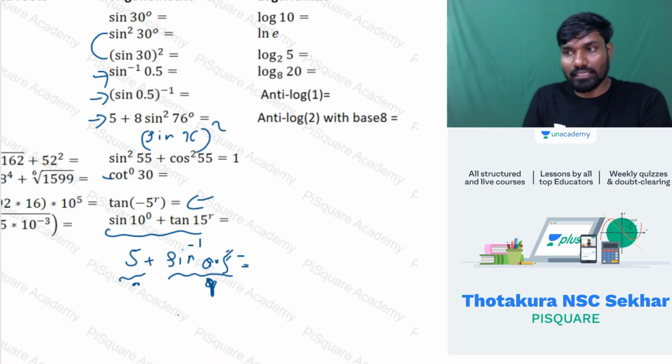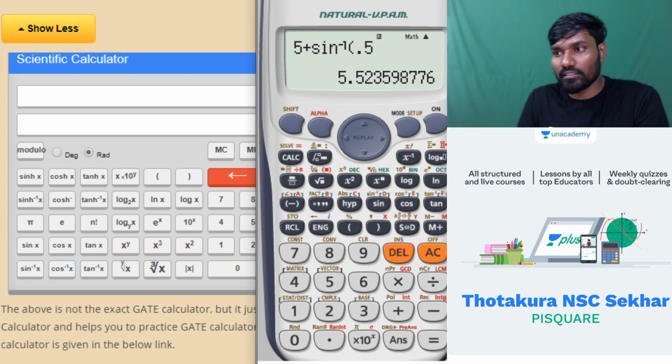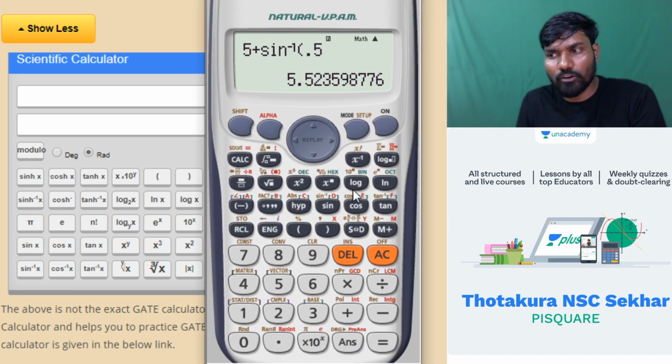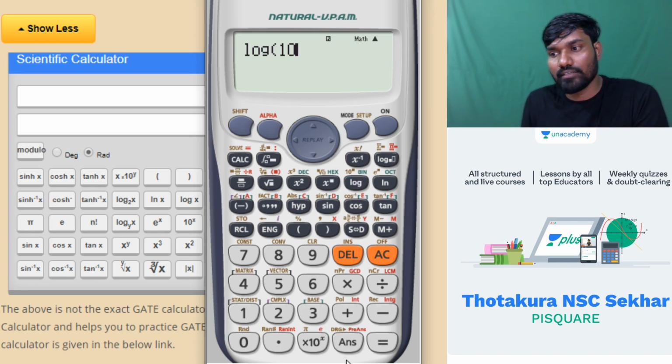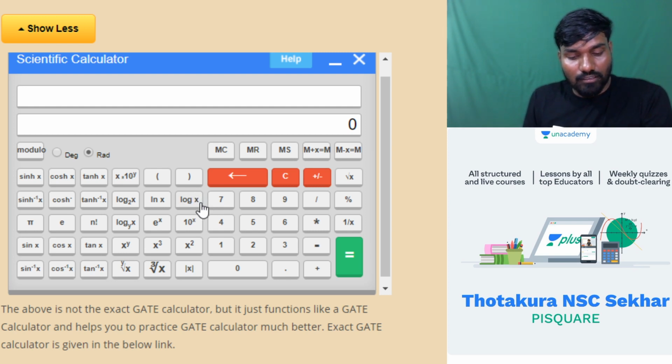Okay. Next, we're at the last stage: logarithmic. Somebody is asking for logarithmic. If you want to find log 10 in a regular calculator, how do you do it? Log, do you have x here? X is not there, so I'll enter log first, then 10, and we'll get the value. That's it, because x is not there. But in this calculator, where is log? Here is log. Here we have x.